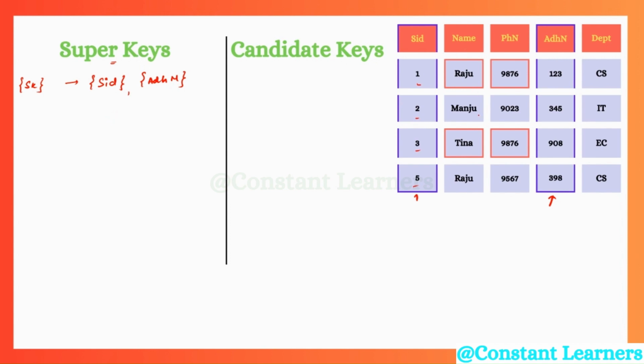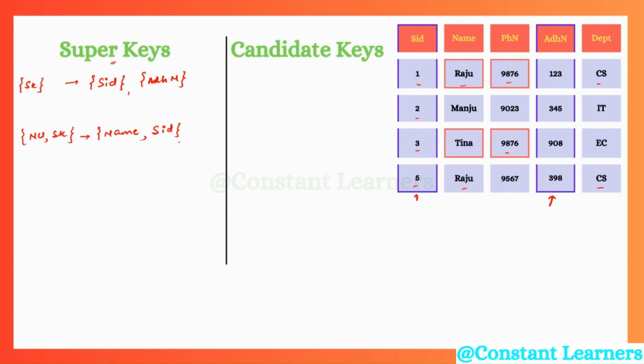The rest of the attributes are not unique. Here, there are two students with the same name, Raju. There are two students who are sharing the same phone number. There are two students who belong to the same department. So, these are all non-unique or non-key attributes. So, single attributes alone can be super keys. Then, a combination of non-unique attributes along with the super key attributes can also be a super key. For example, name. Name is a non-key or non-unique attribute, but a combination of name and student ID.